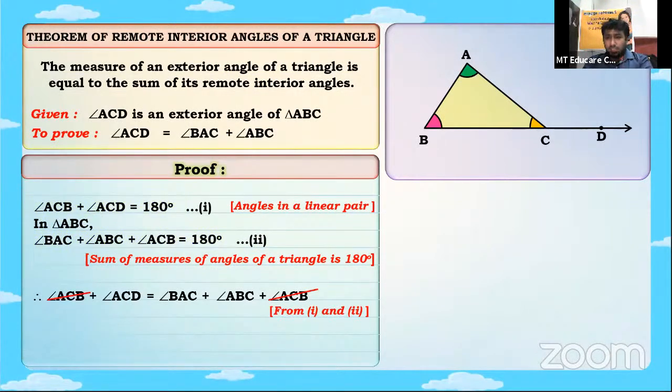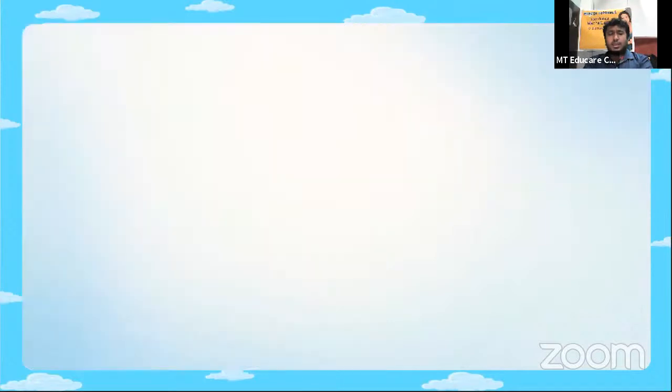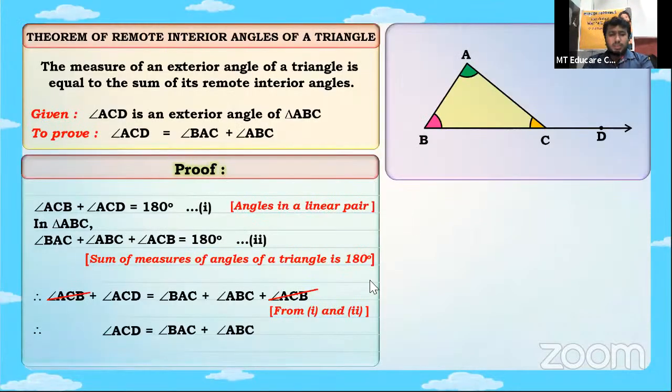ACB will get cancelled. So we are left with angle ACD, that is the exterior angle, is equal to angle BAC plus angle B. Last line you are going to write: hence proved.